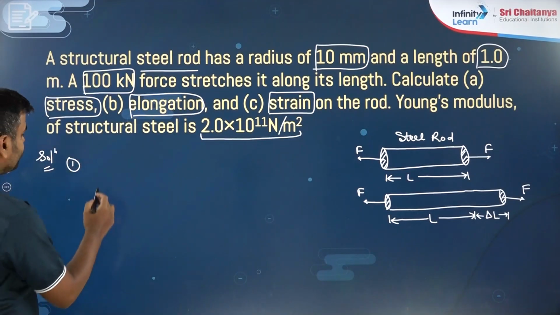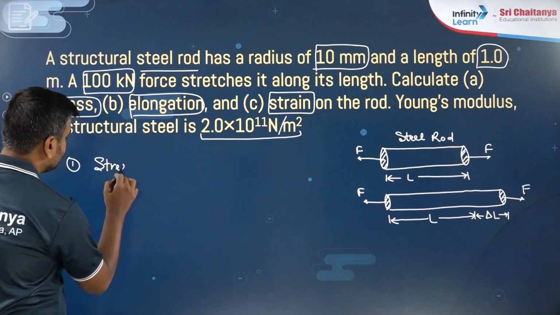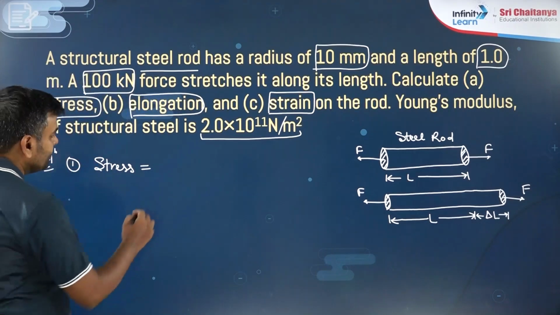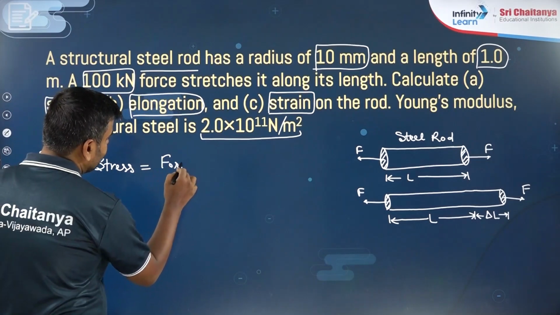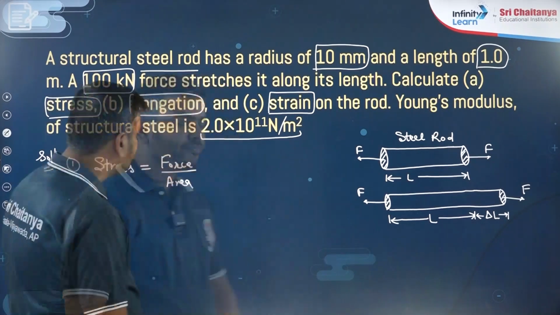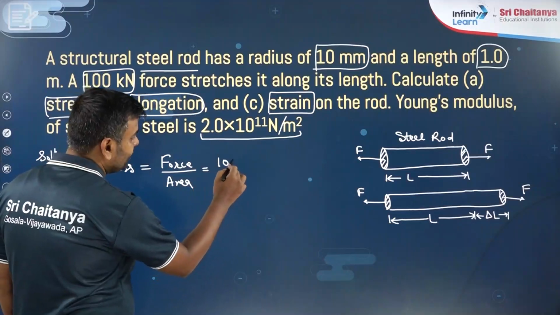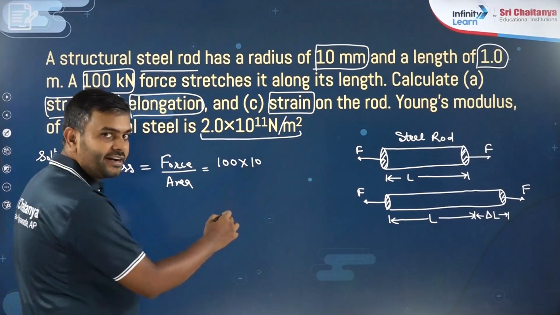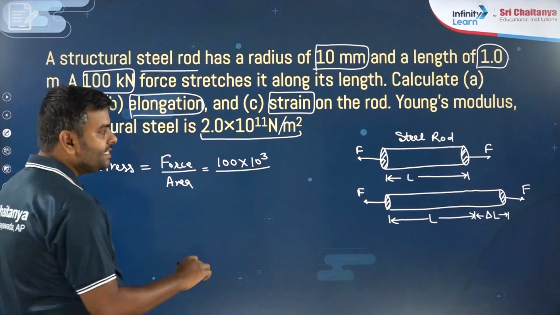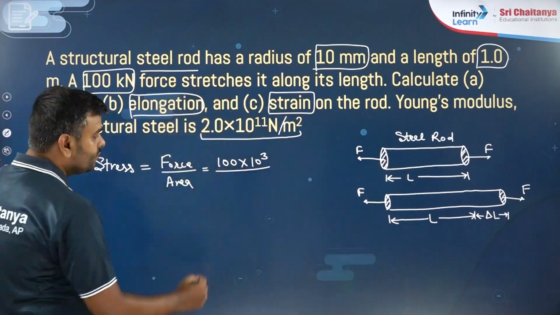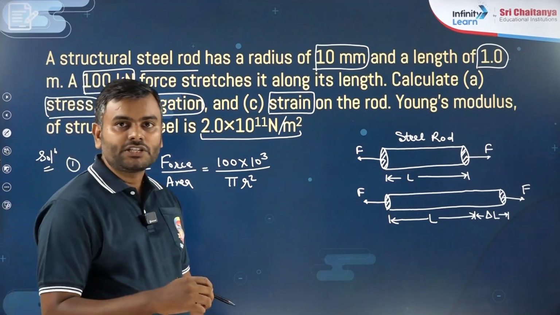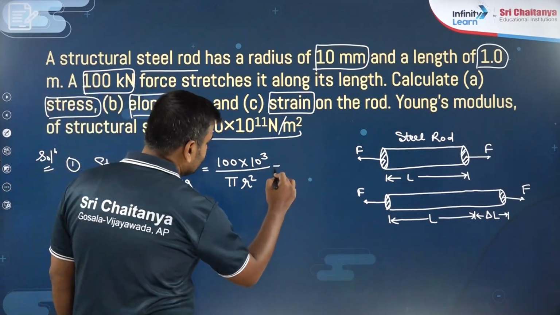First we are going to calculate the stress. We know stress is the internal resisting force divided by area, and this internal resisting force we take equal to the external applied force. So that value will be 100 kilonewton, which can be written as 100 into 10 to the power 3, divided by area. Since this force is acting on the cross section of the rod, the area is pi r square, where r is the radius of the cross section, which is given as 10 mm. So we can substitute that value also.